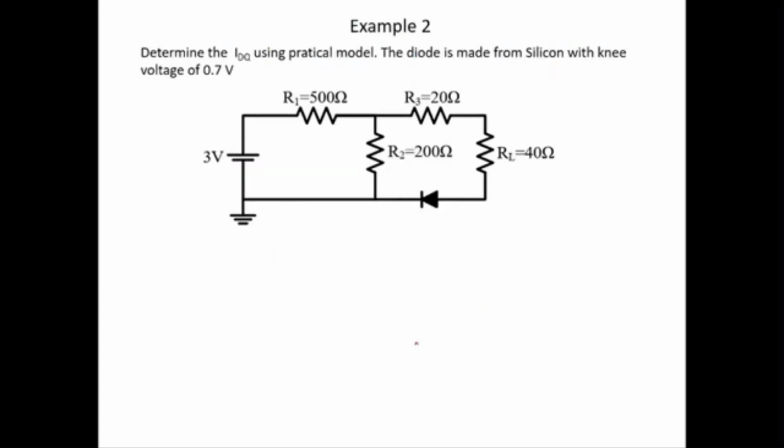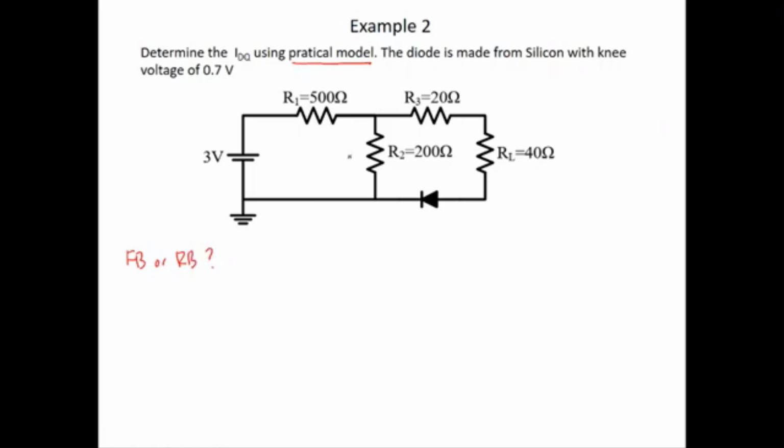Okay, so next we go to example number 2. The same circuit, but now we want to use an equivalent model. We use a practical model. When you're using the equivalent circuit, the first thing you need to do is identify whether the diode is in forward or reverse bias. So the first question is, is it forward bias or is it reverse bias?